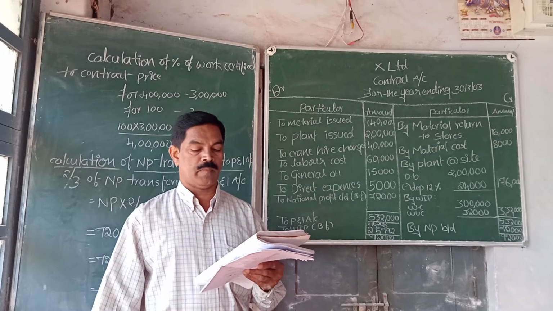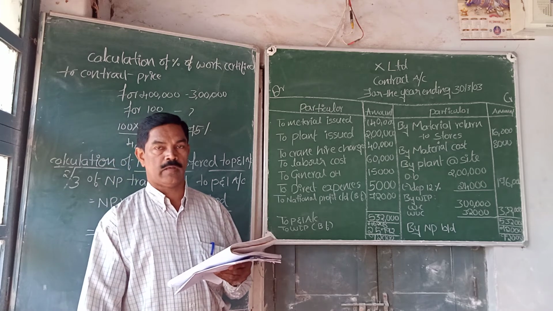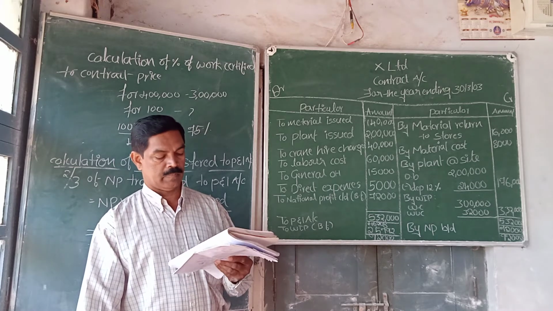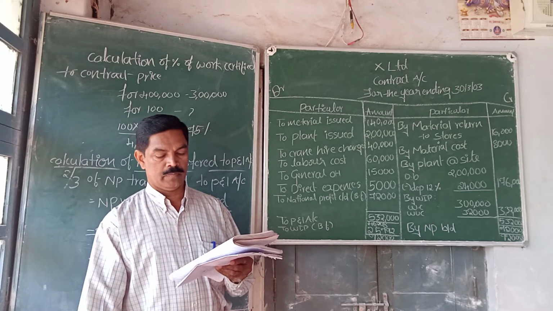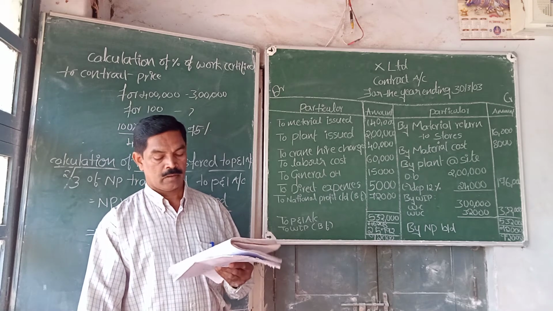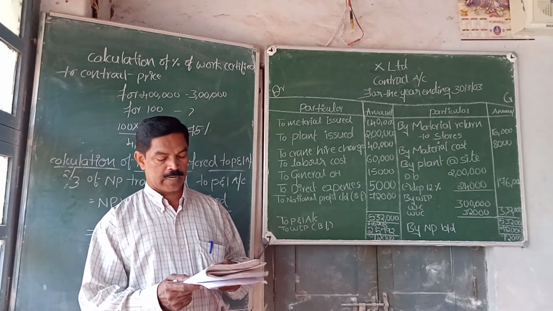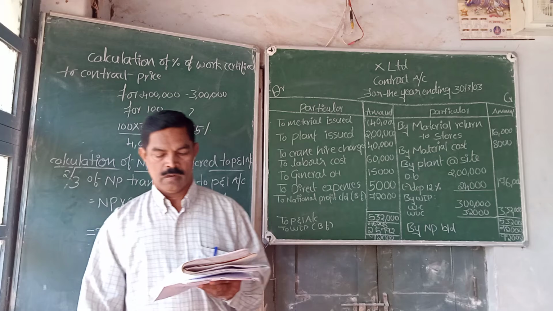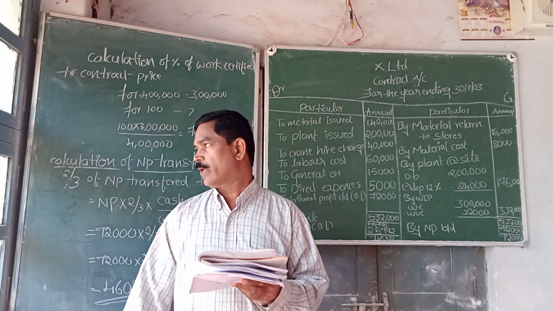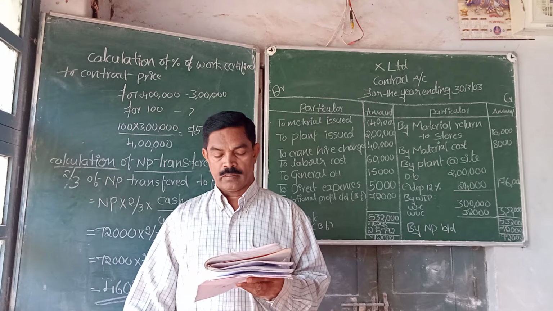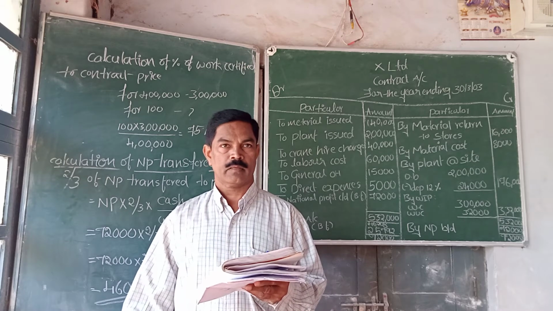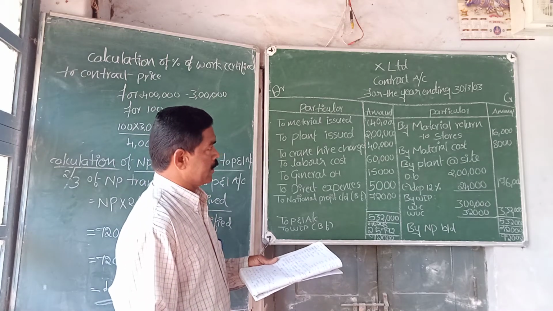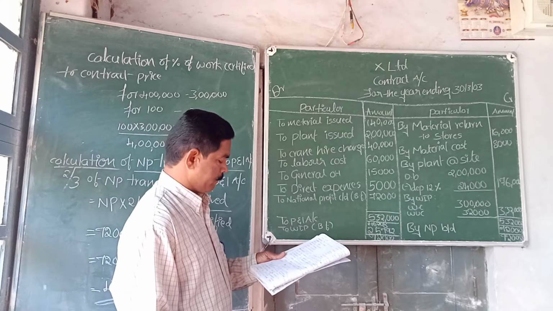Depreciation is charged on plant on the straight line method at 12% per annum. Prepare the contract account for X and Y separately, showing the profit to be transferred to the profit and loss account and extracts of the balance sheet relating to the two contracts. Here, first prepare the contract account for X Limited, debit and credit, for the year ending 31st March 2003.